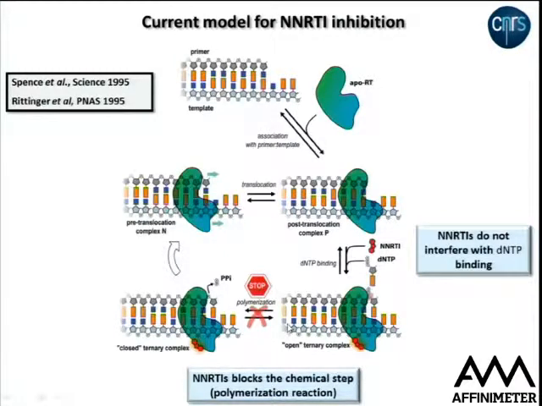A model was proposed for NNRTI inhibition in 1995, published in a Science paper. In this model, the protein binds the DNA. Then the inhibitor can bind to this protein-DNA complex, and the presence of the inhibitor does not interfere with the NTP binding. Then we have this quaternary complex, in fact, with the protein, the DNA, the inhibitor, and the incoming nucleotide that is bound, but the presence of the inhibitor blocks the chemical step, the polymerization reaction.